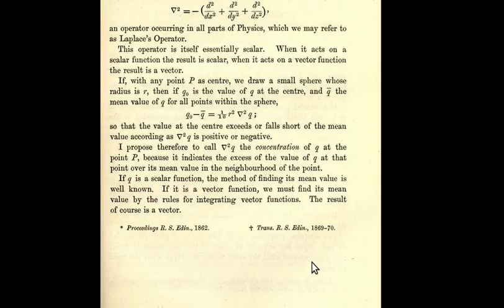If with any point P as center, we draw a small sphere whose radius is r, then if q naught is the value of q at the center, and q bar the mean value of q for all points within the sphere, q naught minus q bar equals minus 1/6 r squared del squared q, equation 2. So that the value at the center exceeds or falls short of the mean value according as del squared q is positive or negative. I propose therefore to call del squared q the concentration of q at the point P, because it indicates the excess of the value of q at that point over its mean value in the neighborhood of the point.